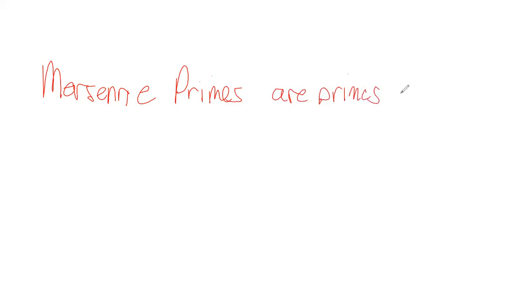And so Mersenne primes, named after Marin Mersenne, a French mathematician, not really a mathematician, more of a clergyman who dabbled in number theory and acoustics, and many have labeled him as the father of acoustics. Mersenne primes are primes of the form 2^p - 1, where p is prime.